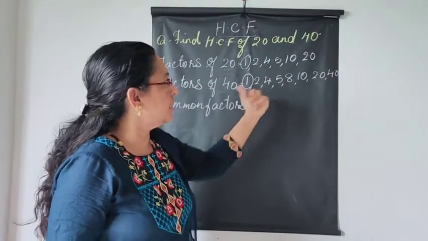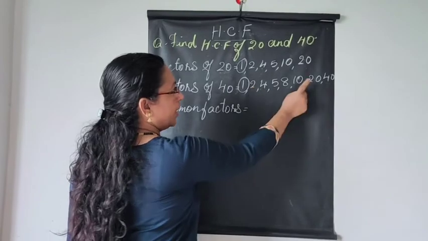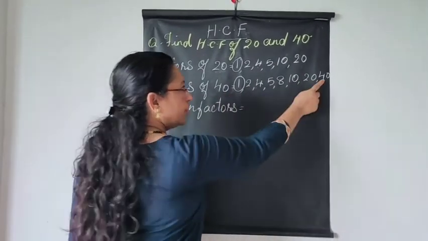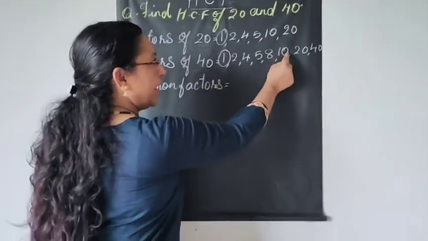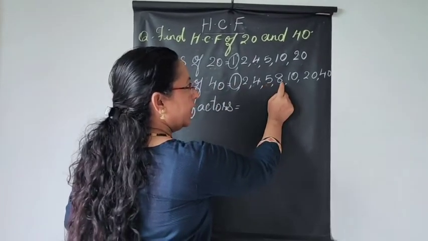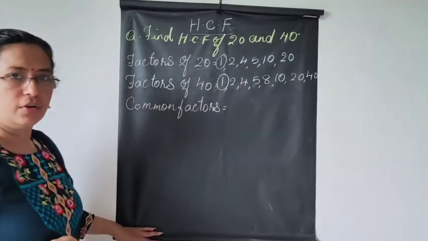Then check it in this way. 1 multiplied by 40 is equal to 40. 2 multiplied by 20 is equal to 40. So 2 and 20 are factors. 1 and 40 are also factors. Now 4 10s are 40. 4 and 10 are factors of 40. Now 5 and 8. 5 and 8 are also factors of 40.